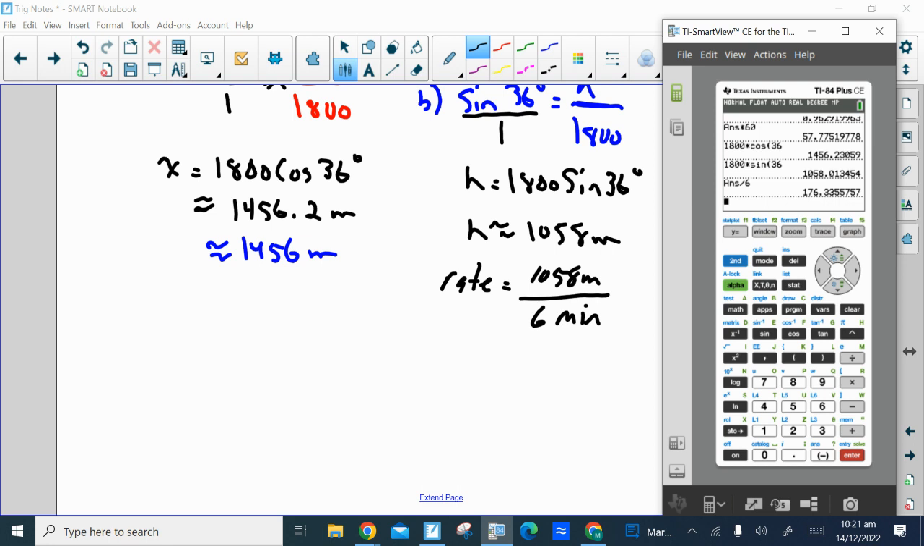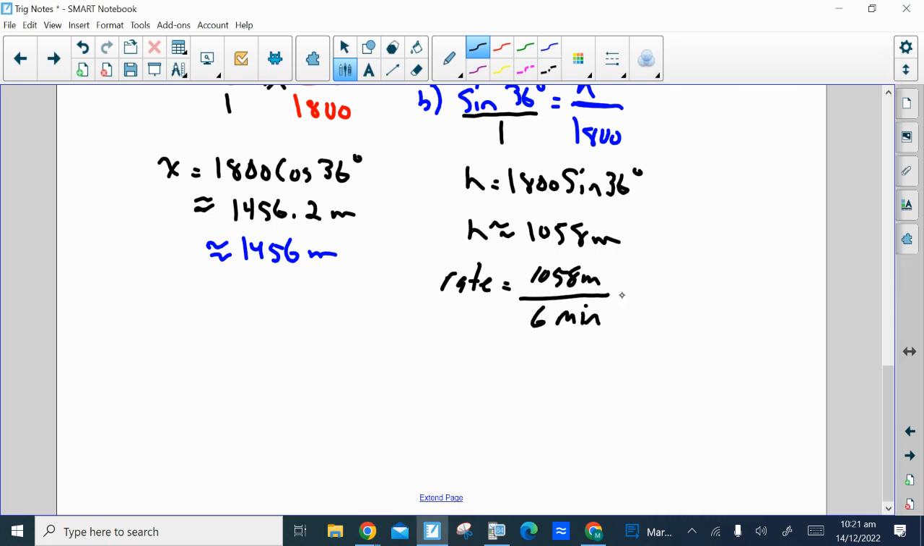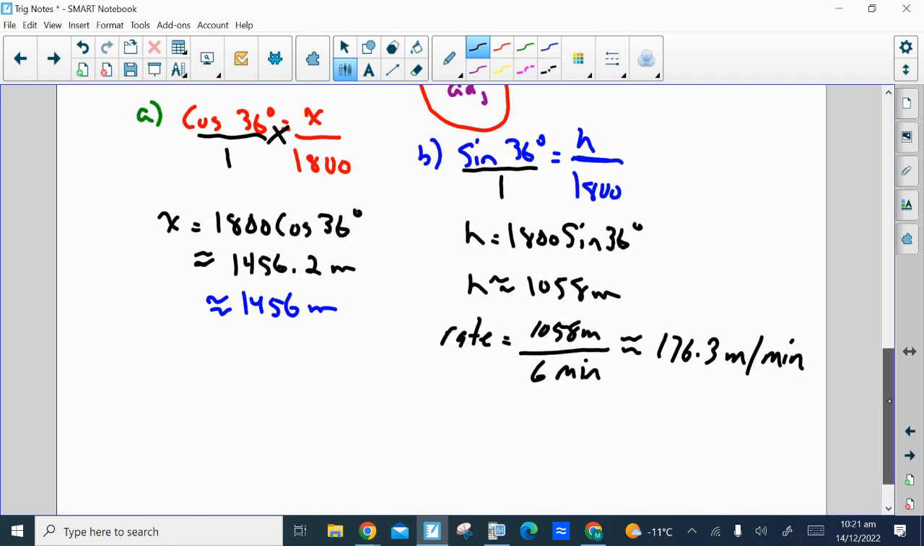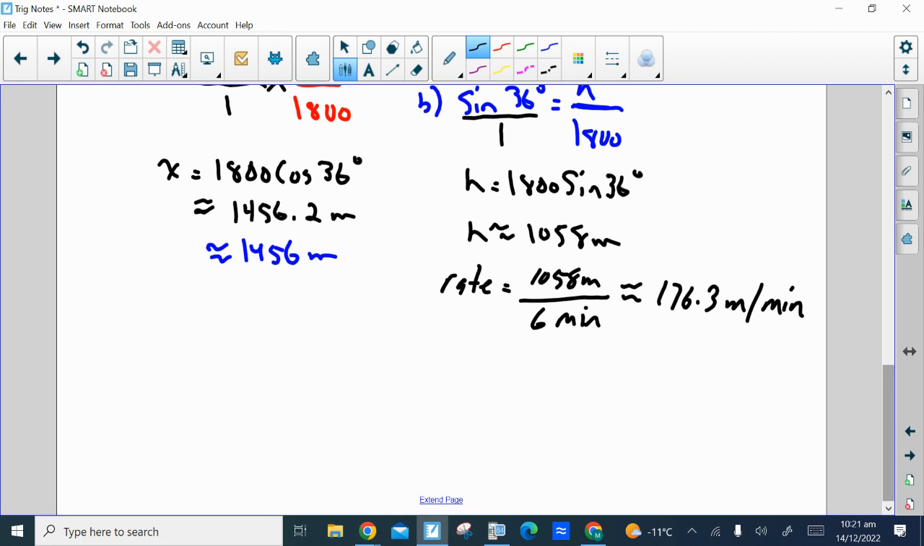So it's approximately 176.3 meters per minute. That's the rate of change. That's the rate that the chair is rising. And so we had to know the height of that triangle, how far the chair actually rose, to get that rate.